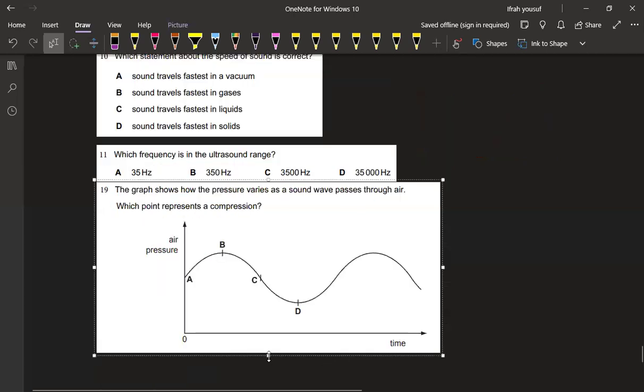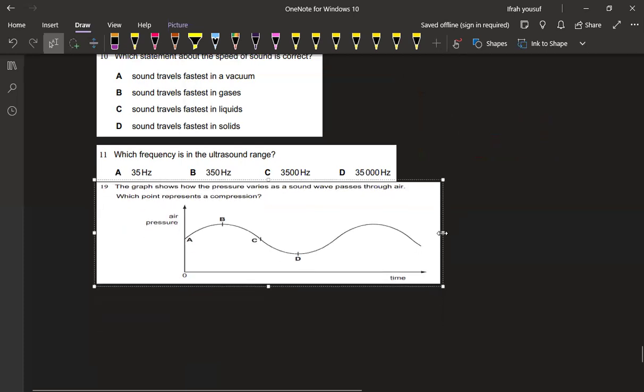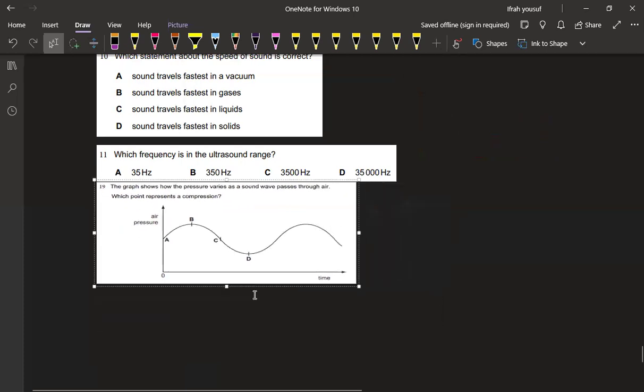Ji beta. Acha, recall the concept of compression. In compression, the particles are closer, right? And there's greater pressure and greater density. You remember? So the graph shows how the pressure varies as a sound wave passes through air. Which point represents our compression, A, B, C, or D?